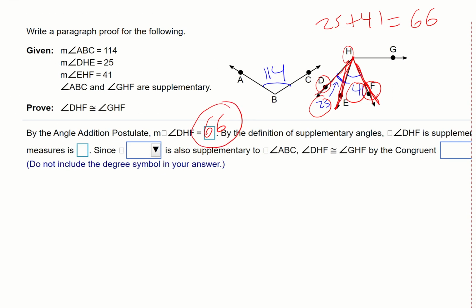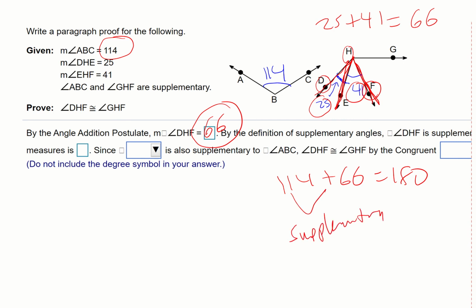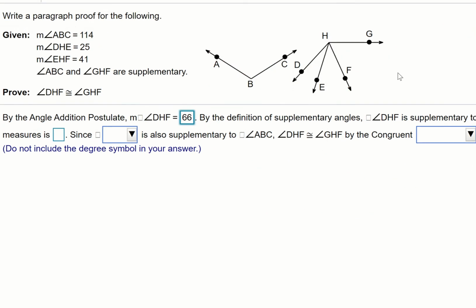So because this is equal to 66, well, I know that 66 and 114 add up to 180. So 114 plus 66 is 180. Remember that two angles that add up to 180 are, by definition, supplementary angles. Okay, so these are supplementary angles. So that means that DHF is actually supplementary to ABC, this angle right here, because if you add those two angles together, you get 180. Okay, so that's what we're trying to get at.